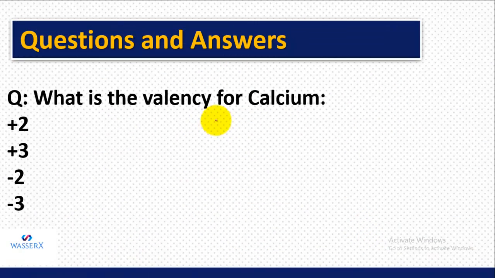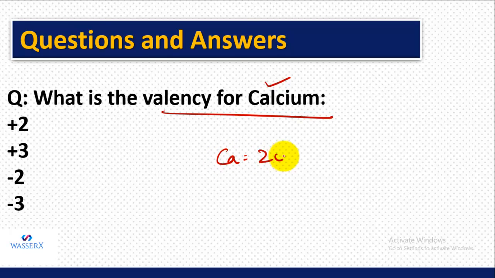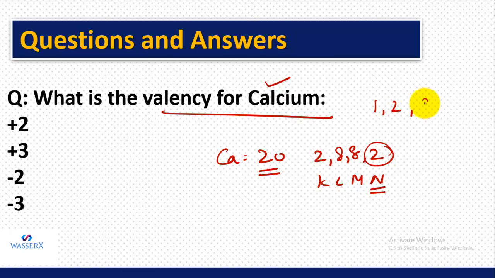Next question is, what is the valency for calcium? So in order to find out the valency, we have to write the configuration. Atomic number 20, configuration 2, 8, 8, 2. That means it is having 4 shells and fourth shell is not complete. So that means it will lose 2 electrons. As I told you, if an atom possesses 1, 2 or 3 valence electrons, its valency is +1, +2, +3 because it is easier to lose those electrons. So obviously in this case the valency is going to be +2. So this +2 is correct option.